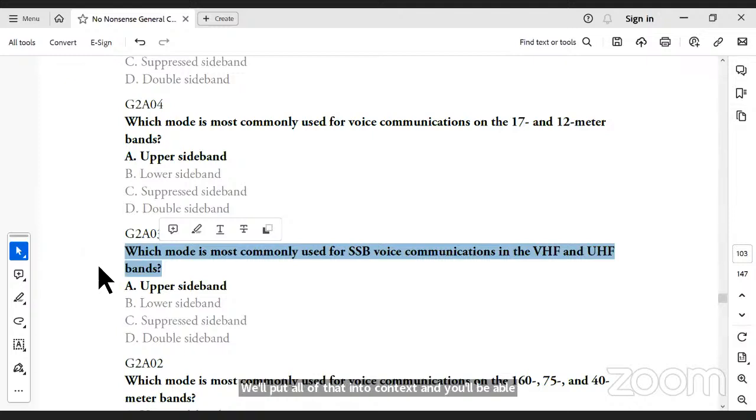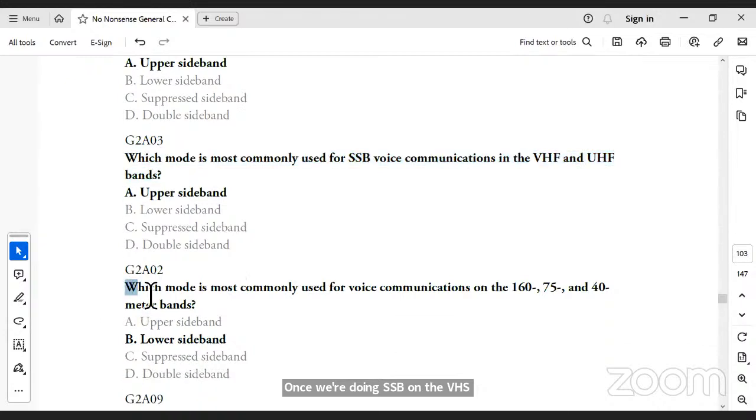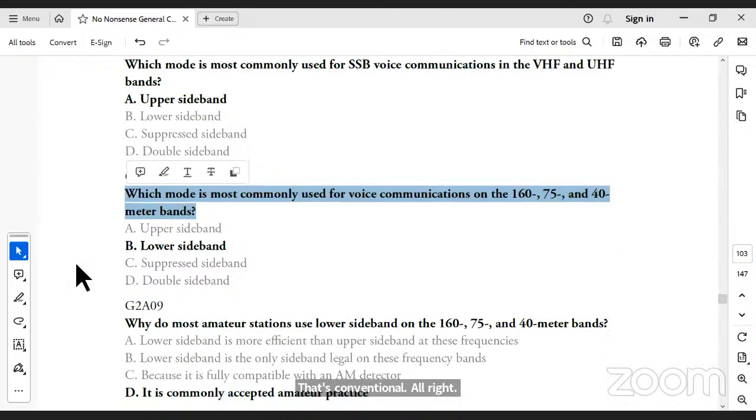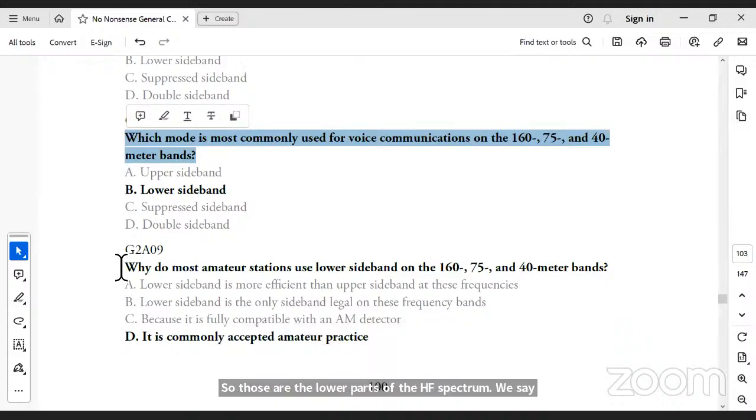Which mode is most commonly used for single sideband or SSB voice communications in the VHF and UHF bands? We said we typically use only upper sideband for VHF and UHF. Once we're doing SSB on the VHF spectrum and the UHF spectrum, those bands we use upper sideband only. That's conventional. All right. Which mode is most commonly used for voice communications on the 160, 75, and 40 meter bands? So those are the lower parts of the HF spectrum. We say 7 megahertz and below will be lower sideband or LSB.